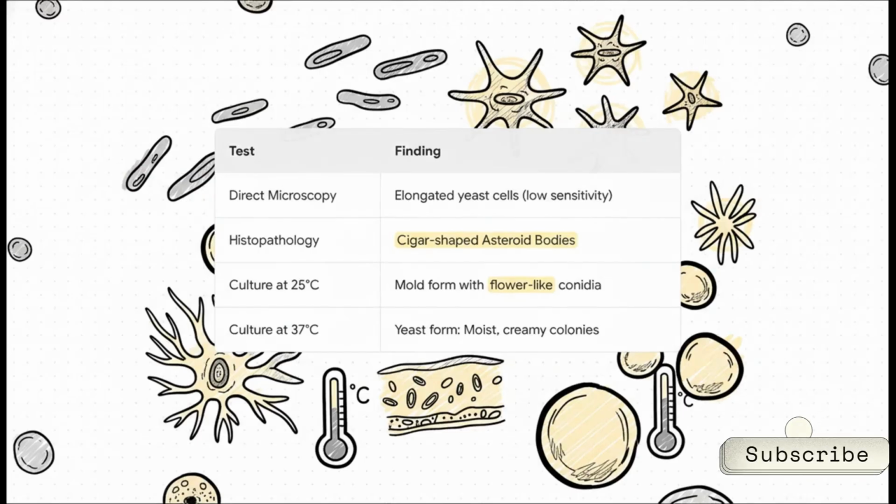So here's your lab diagnosis cheat sheet. You might try looking at a direct smear, but honestly, the sensitivity is pretty low. The real money is in the histopathology, looking for those classic cigar-shaped asteroid bodies. But the gold standard, the definitive diagnosis, is culture, and you have to prove it's dimorphic. You need to grow the flower-like mold at 25 degrees and the creamy yeast colonies at 37 degrees.